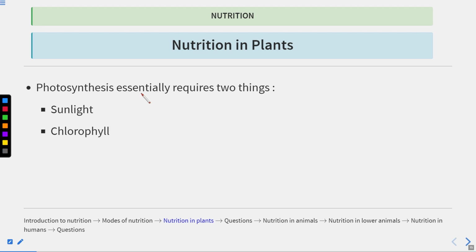Now, photosynthesis requires what? First of all, the substrates, carbon dioxide and water, and it also requires sunlight and the chlorophyll. So these are also important for carrying out the process of photosynthesis. Sunlight is captured by what? Chlorophyll. And then light energy is converted into chemical energy.